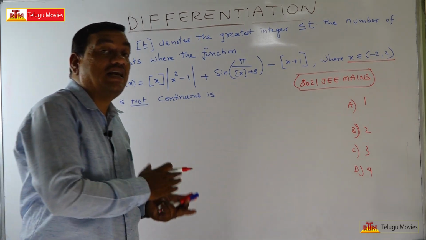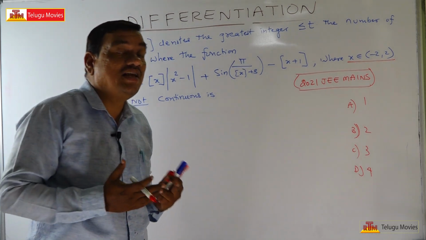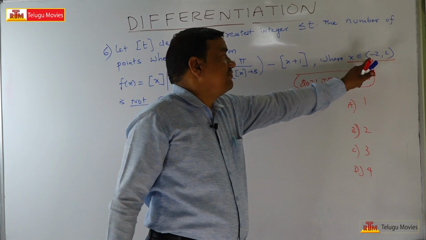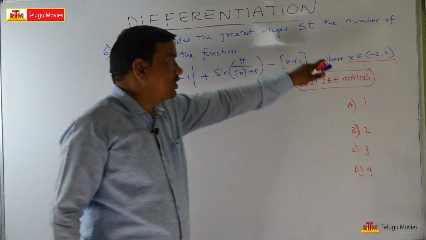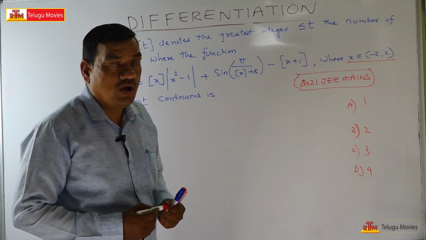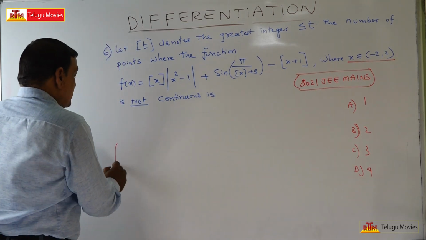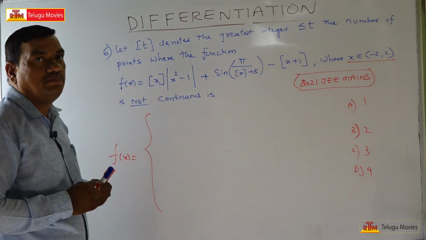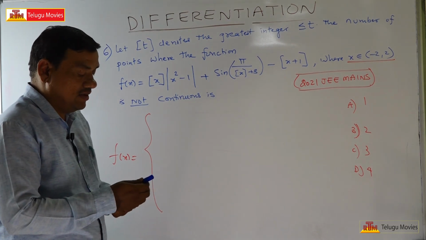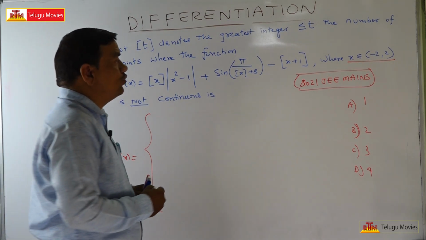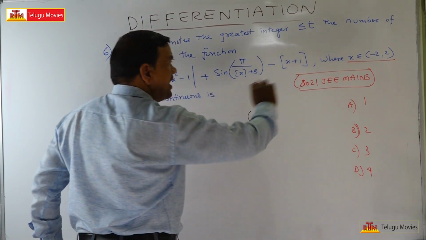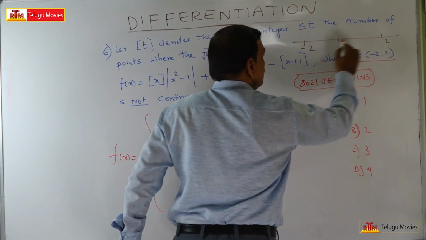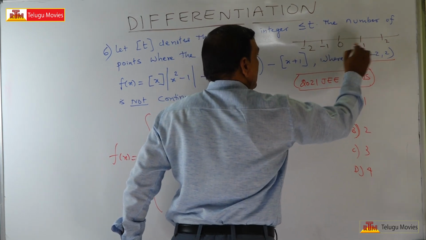That means the left hand limit and right hand limit are not equal. First of all, this total function is defined from -2 to 2, so the domain is from -2 to 2. What we have to do is convert it into a piecewise function. See here, -2 to 2 means what? Here it is -2, here 2, here -1, 0, 1.